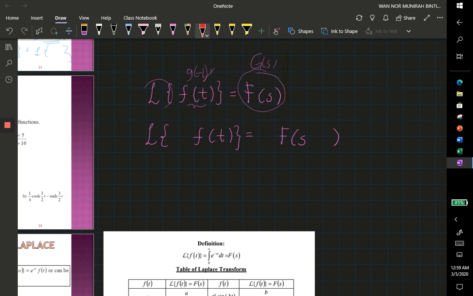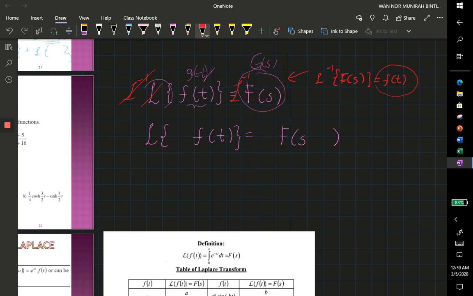When we go to the Laplace inverse, we take the Laplace inverse on both sides of the function, and the inverse Laplace cancels the Laplace. Then we can conclude that the Laplace inverse of F(s) is f(t), which means that if you are given a function in the s domain, in the frequency domain, you need to take the Laplace inverse of that function, and then you will get the equivalent function in the time domain. Understand?